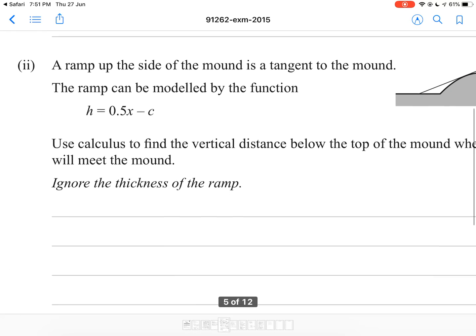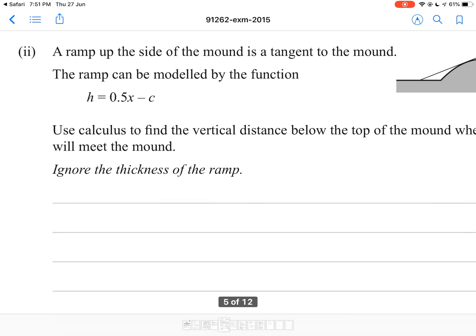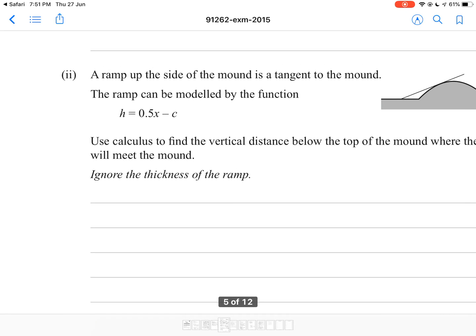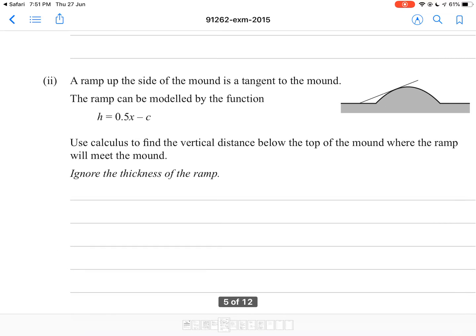Alright, moving along. A ramp up the side of the mound is a tangent to the mound. The ramp can be modeled by the function h equals 0.5x minus c. Use calculus to find the vertical distance below the top of the mound where the ramp will meet the mound. Ignore the thickness of the ramp.